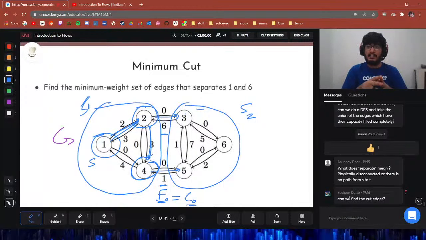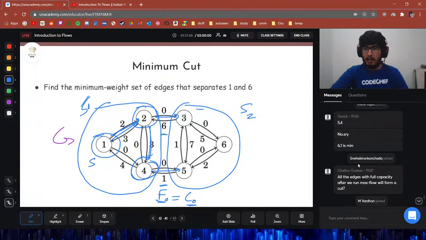That is also how we construct the minimum cut edges, right? Let me see the doubts. "All the edges with full capacity after we run max flow will form a cut." Chatur, you mentioned this before. This is wrong because this is also running at maximum capacity, right? This type of thinking is wrong because not all of the edges that are running at maximum capacity are going to be inserted into our minimum cut. The edges that have been identified with this algorithm, like 6 and 1, these are the minimum cut. We are not going to insert 5 in here as well, right?